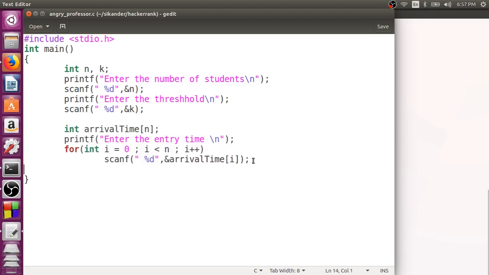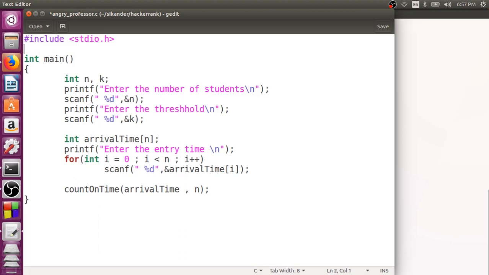For this, I would like to write a separate function. I would like to write a function named count on time. This function's job is to count the number of people who are present in the class at the beginning of the class. I will be passing 2 arguments for this. One is the array which contains the entry time, and the other one is the number of elements, because in C, arrays do not carry their own size. We need to explicitly pass the size of the array. So we will just try to write this.